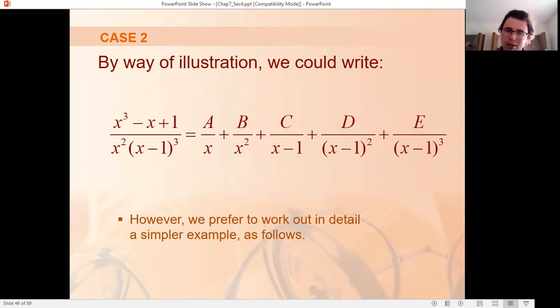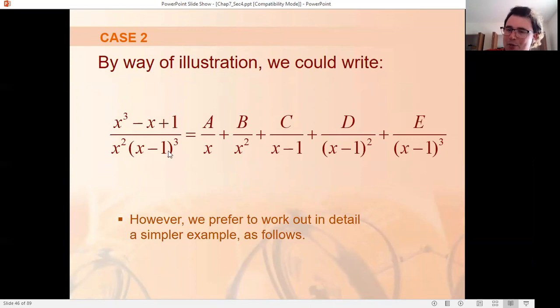So let's do this as an example problem. Here is my x cubed minus x plus 1. That's degree 3 on the numerator. And here is my x squared times x minus 1 cubed. That is a degree 5 on the denominator. And they have been so kind as to write it in factored form. Now, the linear term x by itself is repeated twice, so it needs two separate fractions. We will call that a capital A on x plus a capital B on x squared.